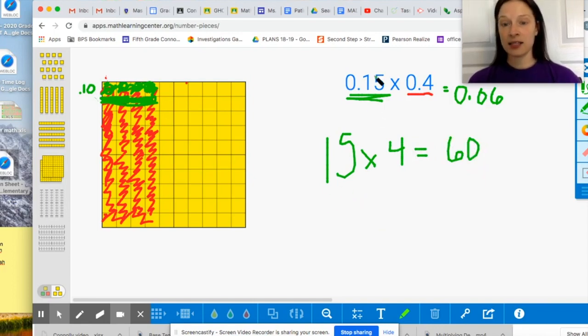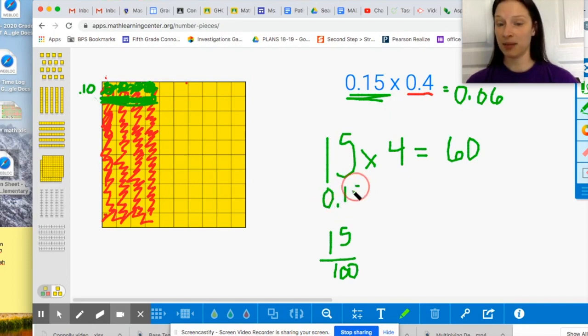When I go from 15 to 15/100ths, let's write it as a fraction. How much smaller is my factor getting? You can see I'm dividing it by 100, right? So I know that my factor has to get 100 times smaller. Or sorry, my factor got 100 times smaller, so I know my product has to get 100 times smaller. And then what also happened here is 4, the whole number 4, to go from 4 to 4/10, I divided by 10, which means it got 10 times smaller.